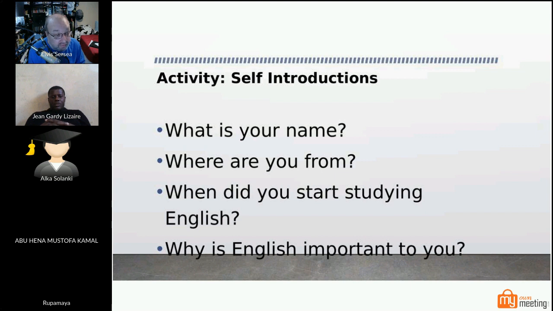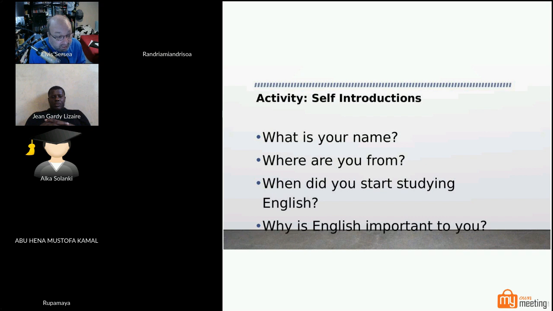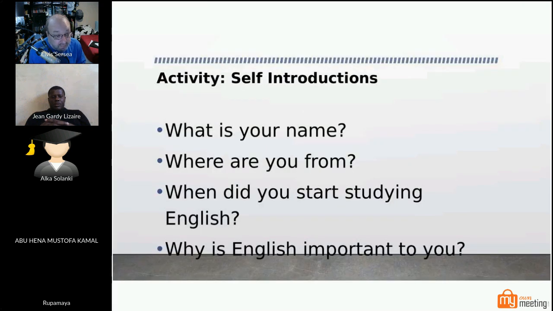Randria Mindrisona from Madagascar is here. Silviana, welcome, Silviana. I saw you and then you disappeared.